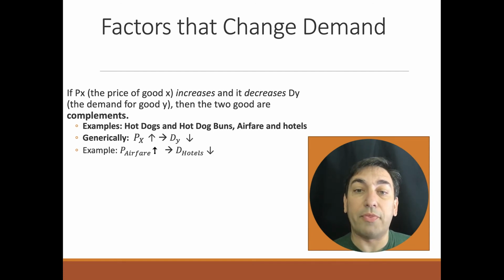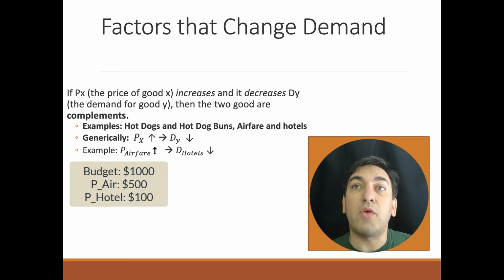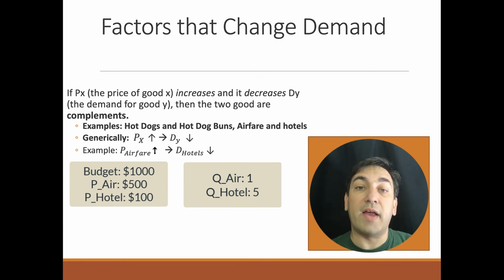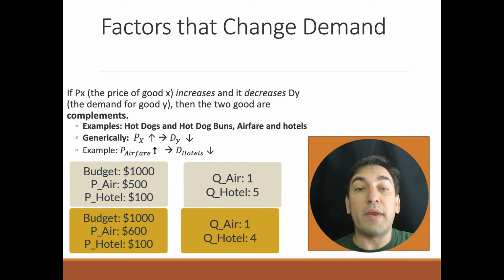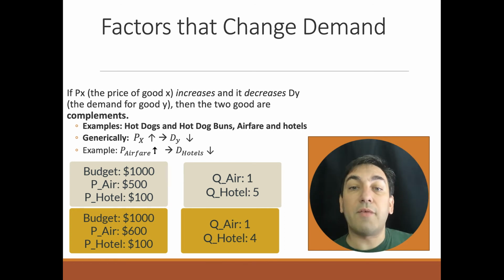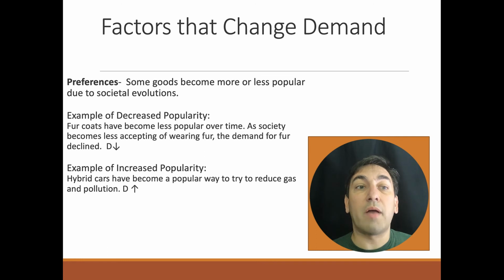And the way I think about this is, think about going on a vacation. You have $1,000 budget. If the price of airfare is $500 and the price of a hotel is $100, you may choose to buy 1 airfare and 5 nights at a hotel. But as the price of airfare increases, if it goes from $500 to $600, you have less money left over to spend on hotels. And the demand for hotels would go down. The price of one goes up, the demand for the other goes down. We could think about video games, consoles, and the games. Those are complements.